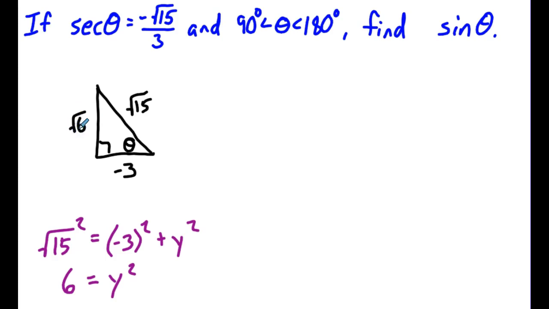So now having this information, if we're looking for the sine of theta, the sine of theta is equal to the opposite over the hypotenuse. Thus we have sine of theta is equal to radical 6 over radical 15. Neither one of those radicals can simplify, so it's fine to leave that as our final answer. And we know that's correct because we said in the beginning sine had to be positive in quadrant 2.